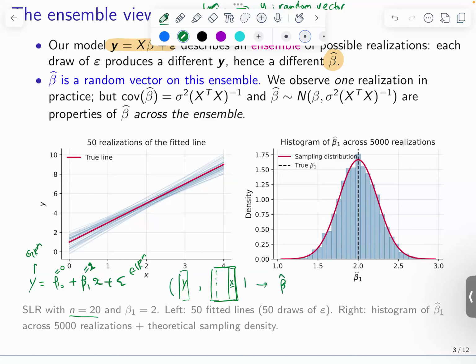And once you get the beta hat, you get the fitted regression line, which is y equal to beta hat 0 plus beta hat 1 times x. Here, let's say these are vectors, and this is just a scalar. This just represents a line. If you want, you can write it as mu of x. So this is a scalar.